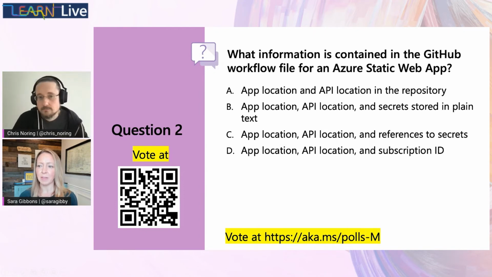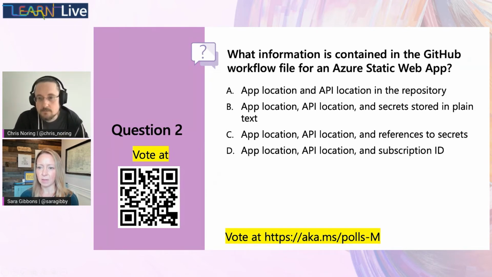Well, you know, I like my process of elimination here. So let's see here. Contained in the GitHub workflow file. So let's look at A, app location and API location in the repository. I feel like that is probably true, but I don't think that's everything. So I don't think it's A. So what's your elimination here? I'm pretty sure that B is wrong because secrets are not stored in plain text in the configuration files. They are in the secrets compartment of the repo, so I think we can throw that one out.